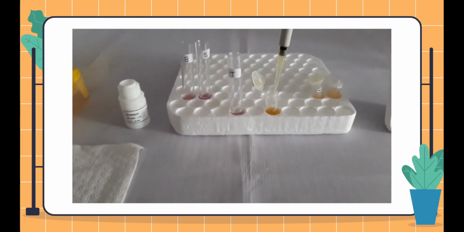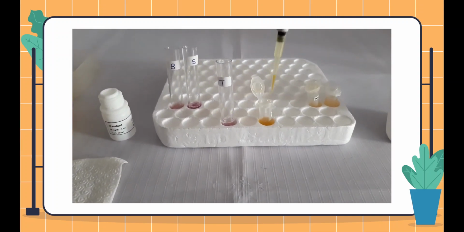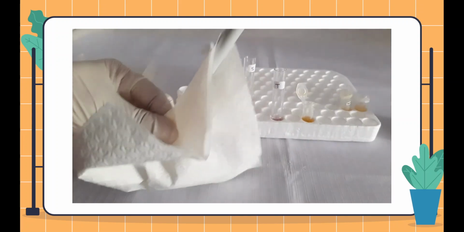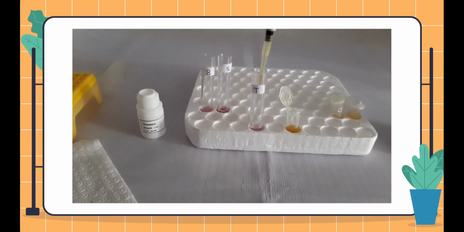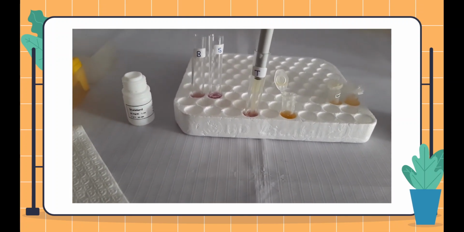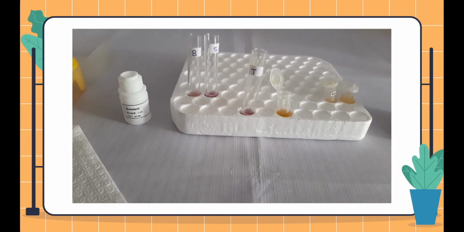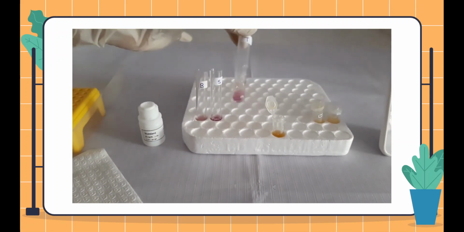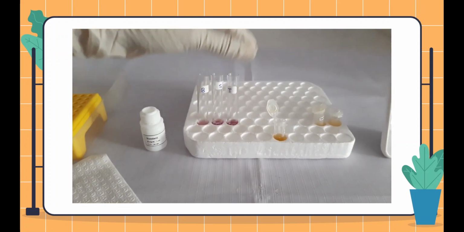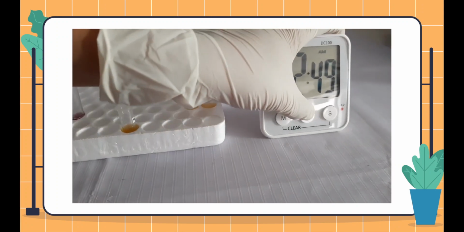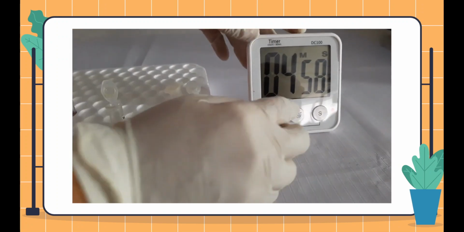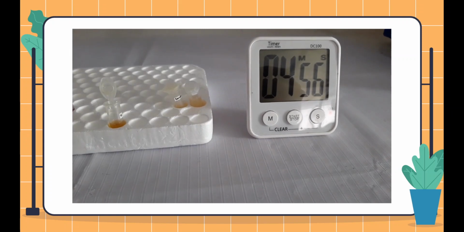and then we will take 20 microliters of patient sample. Again, wipe the outside of the tip with a tissue paper and add it to the third tube which we have already labeled for the test. Again, we will mix it thoroughly and then we will start the incubation for 5 minutes at room temperature.